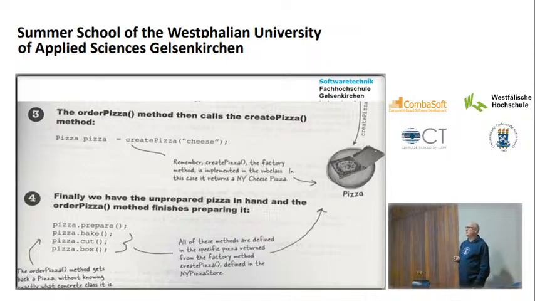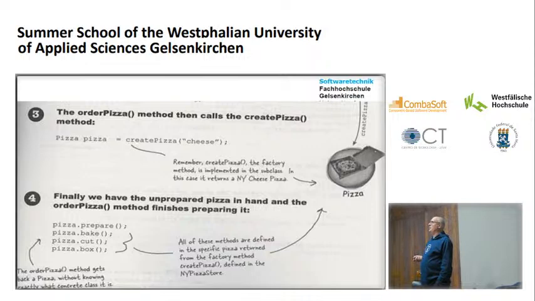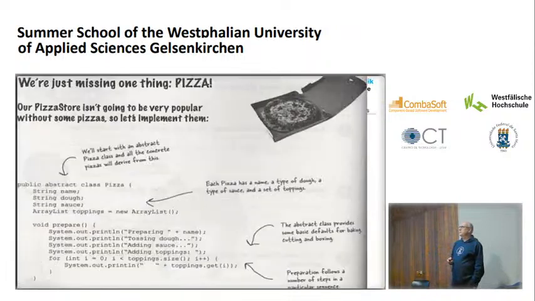We know that this is returning a New York cheese pizza. Finally, we have the unprepared pizza in hand, and the order pizza method finishes: prepare, bake, cut, and box. And at the end, it's boxed and we deliver it. Okay, we're just missing the pizza.